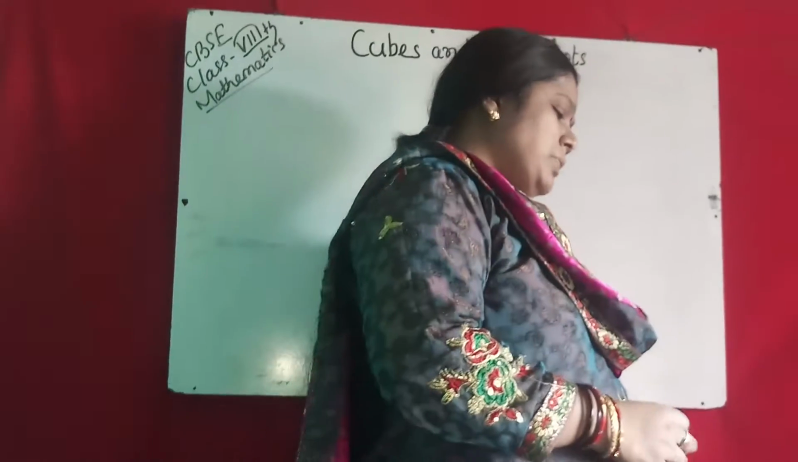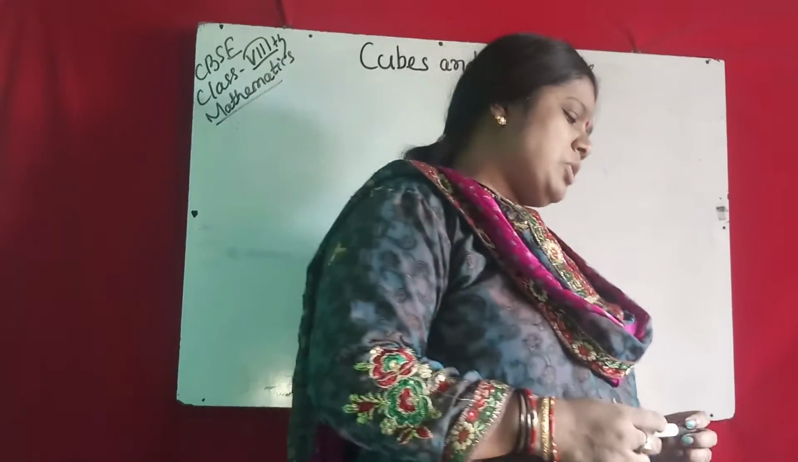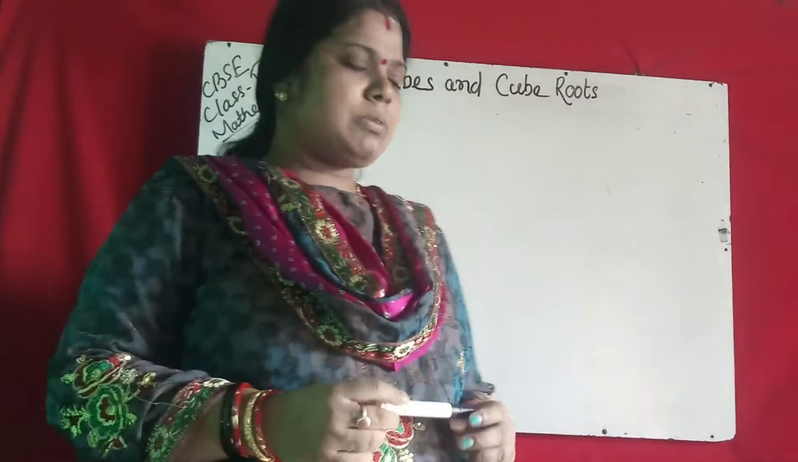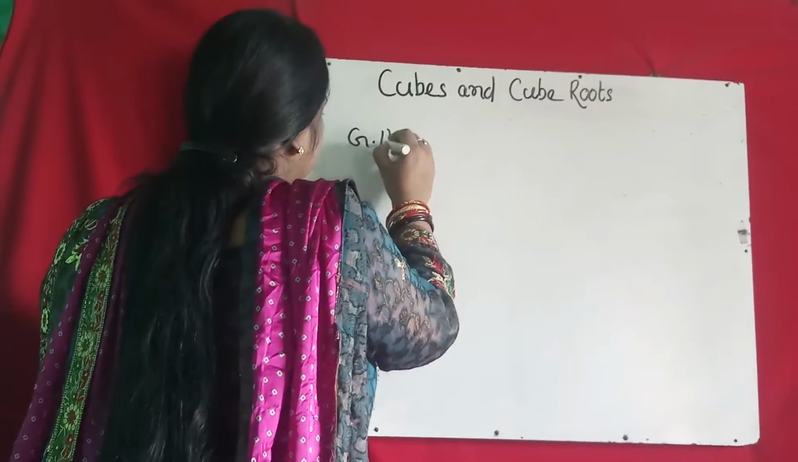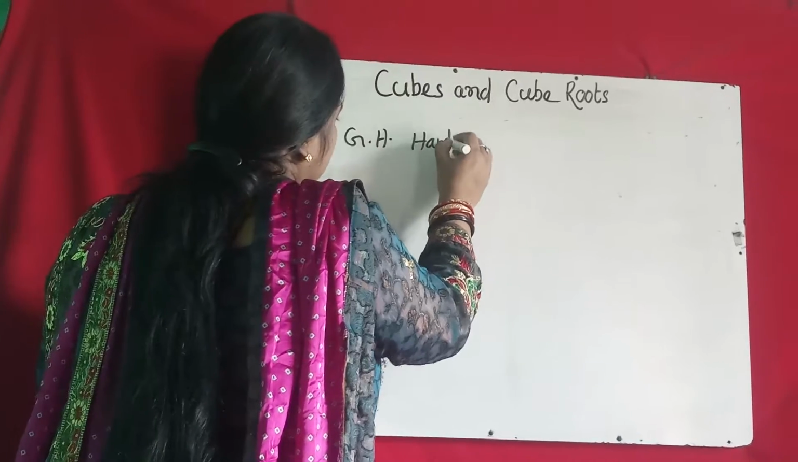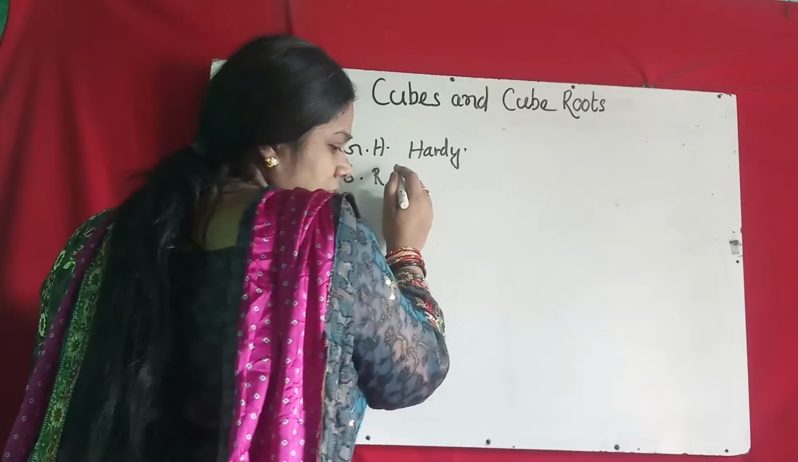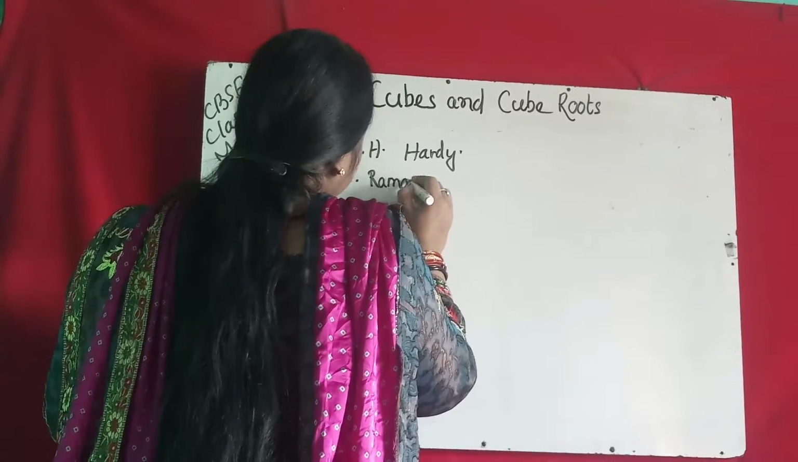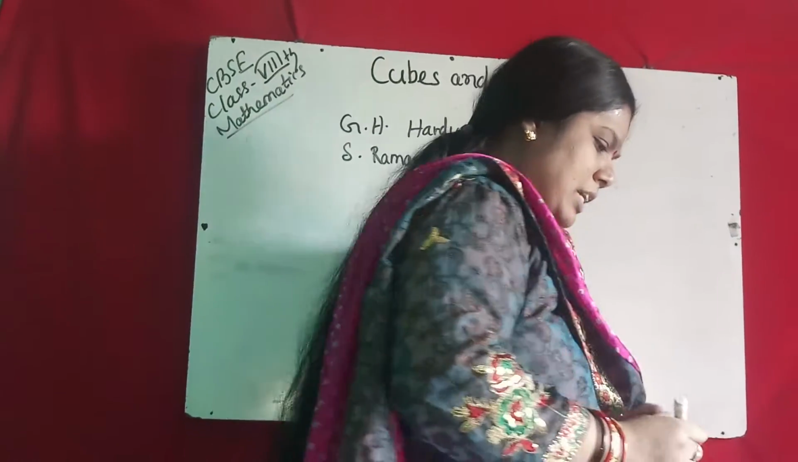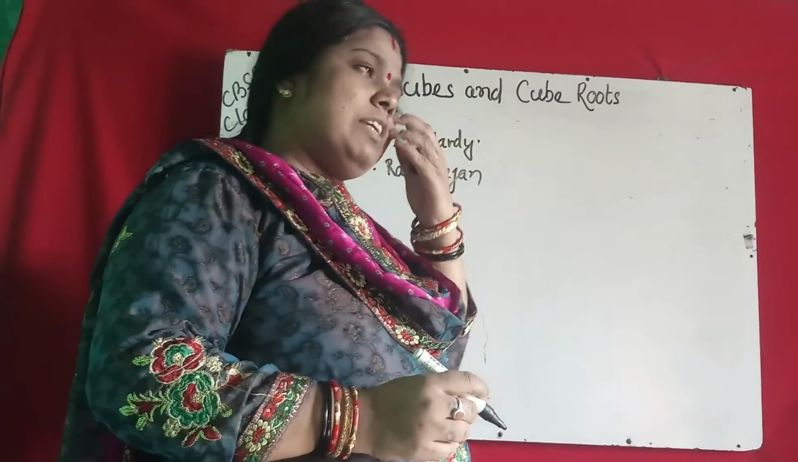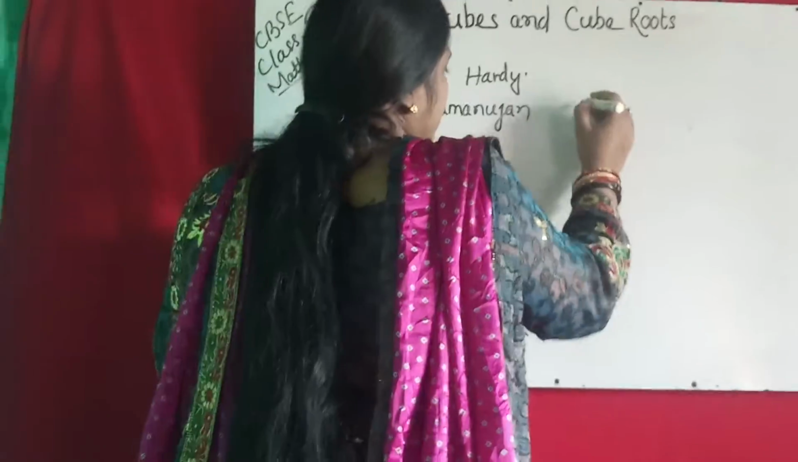Today in our math class we read chapter 7, cubes and cube roots. The squares and square roots are already over in the previous video. Before starting cubes and cube roots, here is a little story given in your class 8 book, about two genius mathematicians: G.H. Hardy and S. Ramanujan.